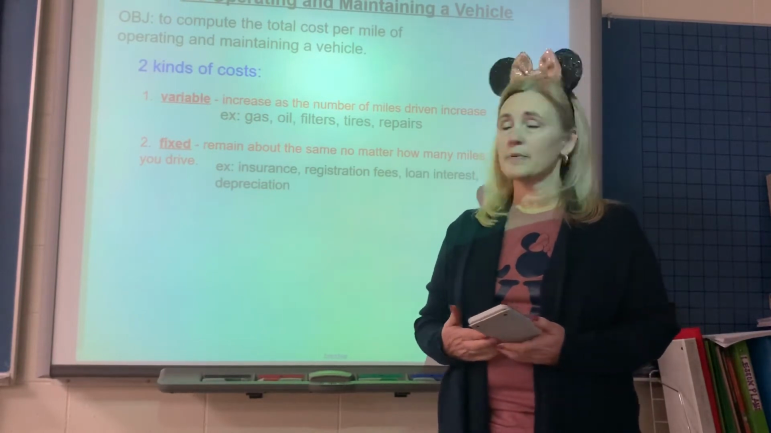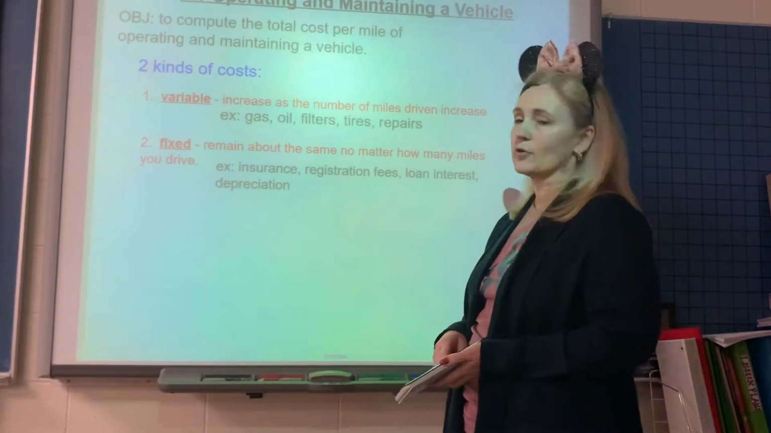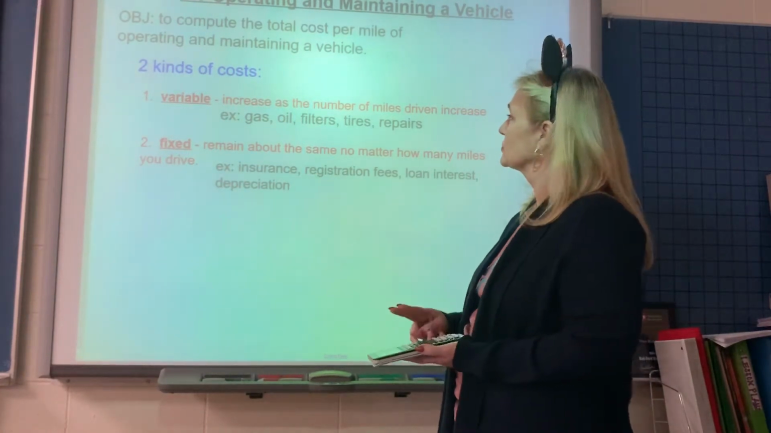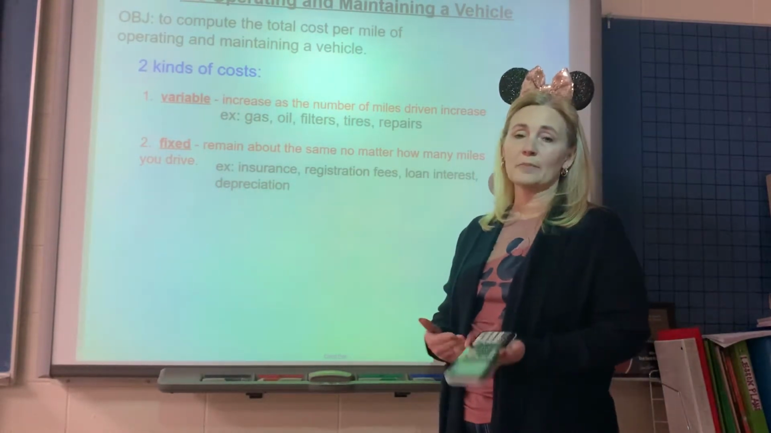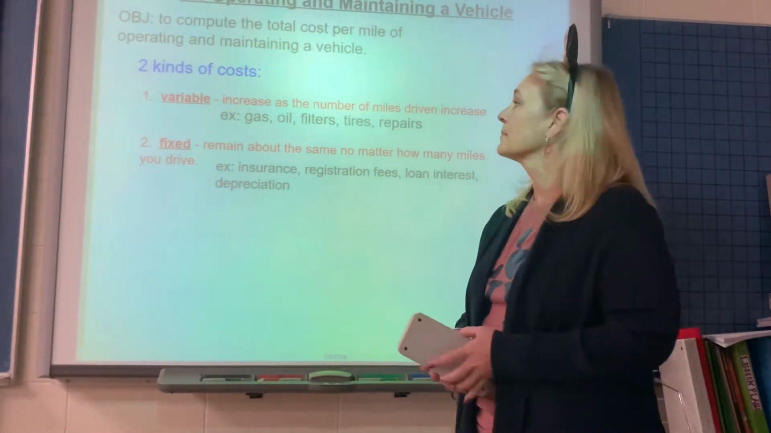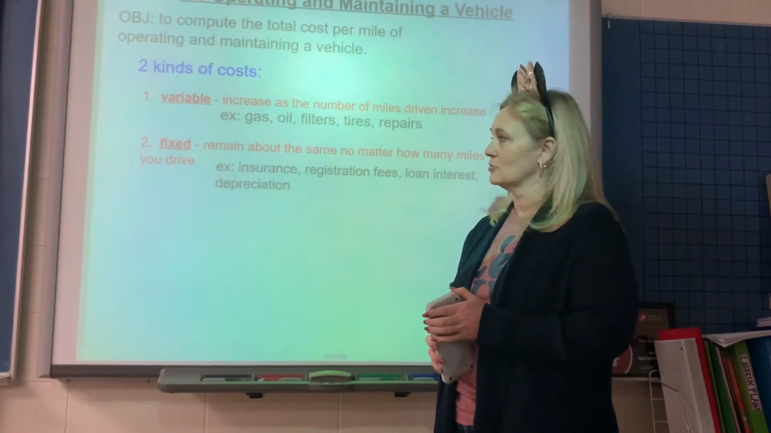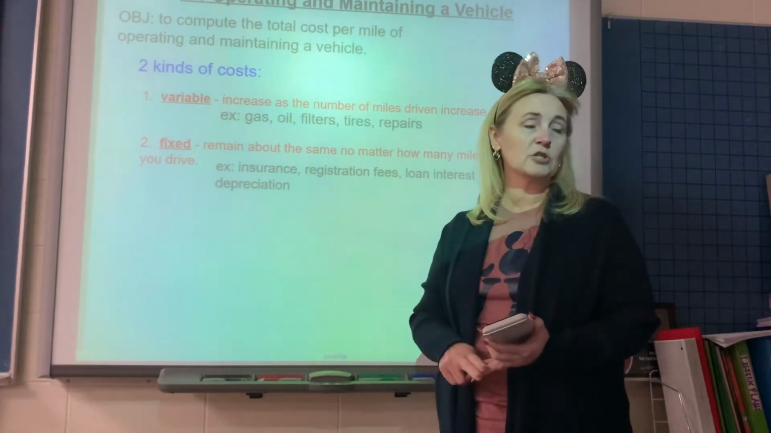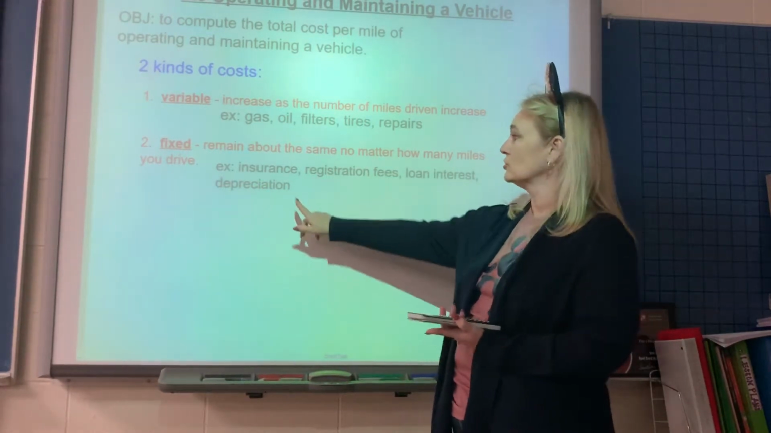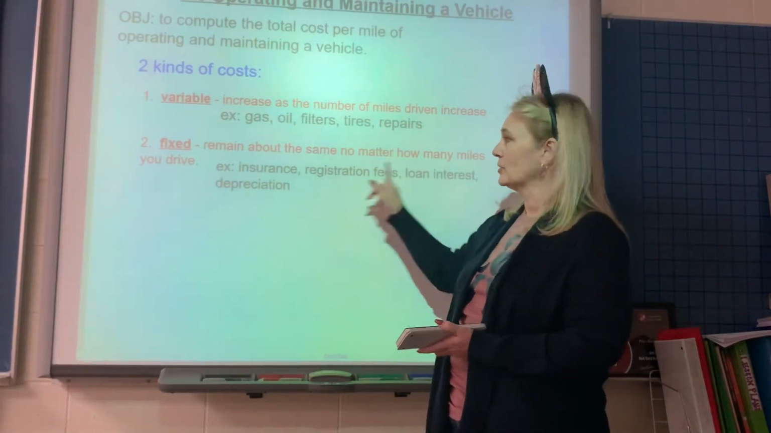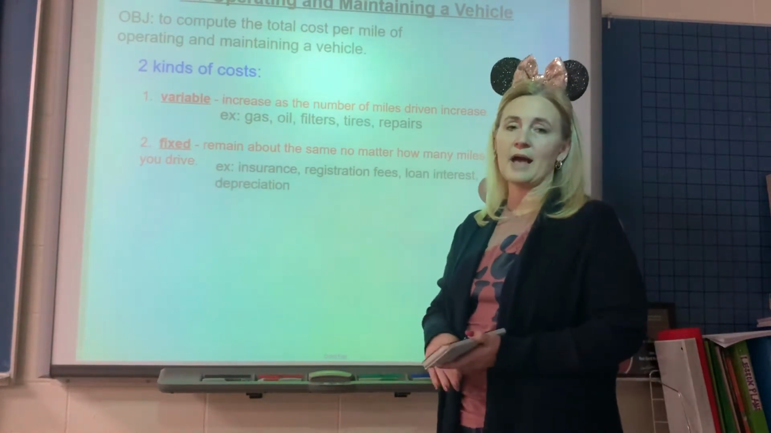So with an automobile, variable cost would increase as the number of miles driven increases, for example gas, oil, filters, tires, repairs to your car. Those are things that are changing and would depend on how many miles you're driving your car. Fixed costs remain about the same no matter how many miles you drive, for example insurance, registration fees, loan interest, and depreciation. Make sure you know depreciation and loan interest are considered fixed costs. So when they ask, those are always going to get added into the fixed costs.